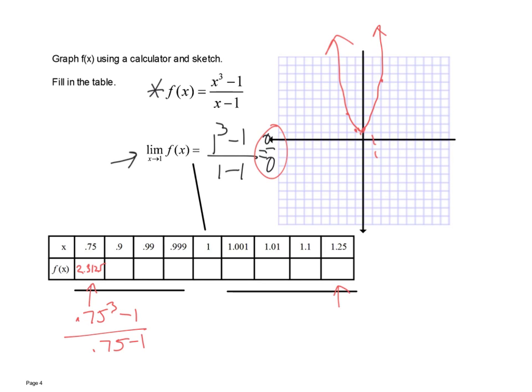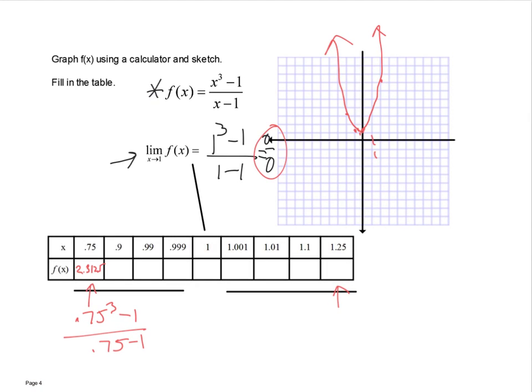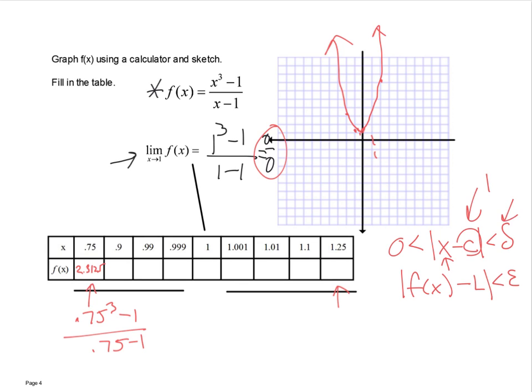All right, so let's try 1.25. That's also close to 1. It's equally as far away as 0.75. They're both 0.25 away. That is like the x that's close to c in the delta epsilon proof where we had 0 less than the absolute value of x minus c is less than delta, and the absolute value of f of x minus L is less than epsilon. It's that x that's really close to our c. Our c in this problem is 1. We're getting close to c.